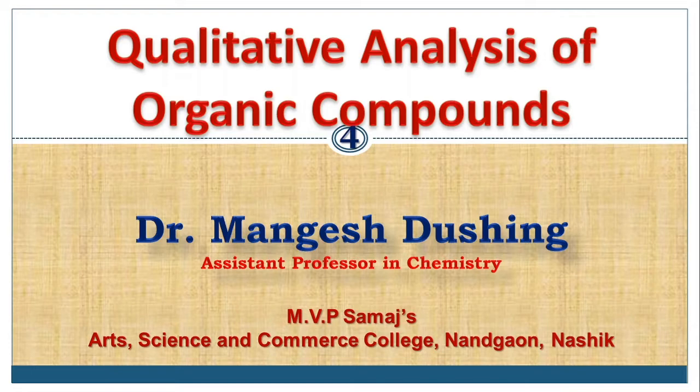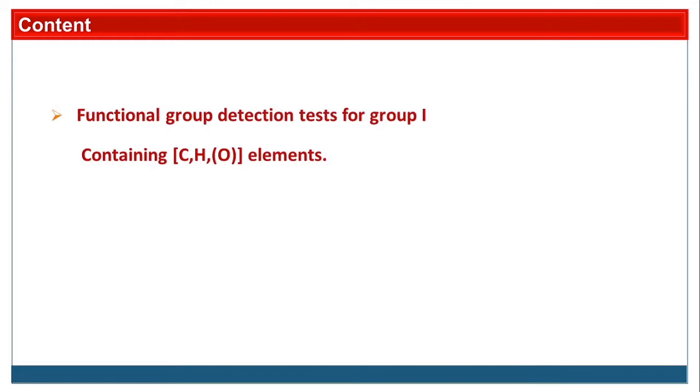This is the fourth video of organic qualitative analysis of organic compounds. In this video lecture, we will learn about functional group detection tests for group first, that is, the organic compounds containing CHO elements. Up to now we have seen a separation of organic binary mixtures, then element detection tests and preliminary tests for organic qualitative analysis. In this video we will learn functional group detection tests for organic compounds which contain CHO elements.